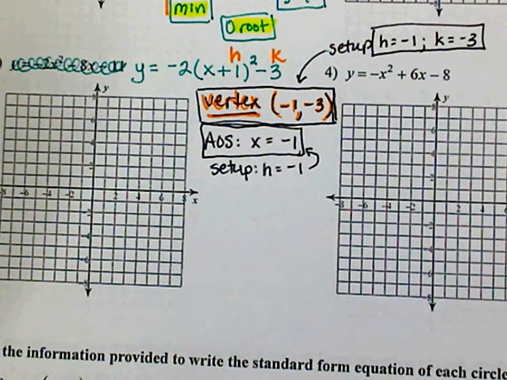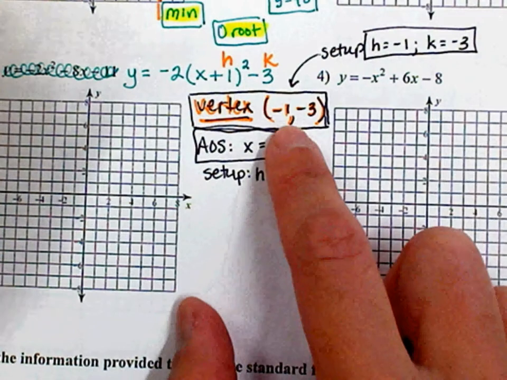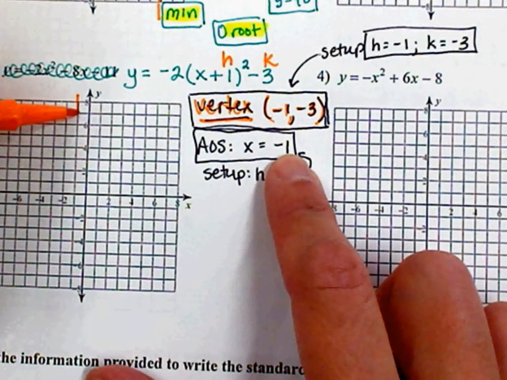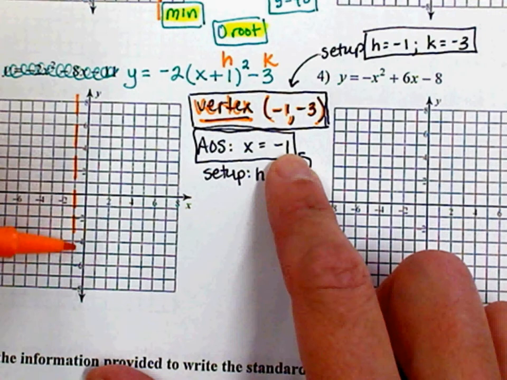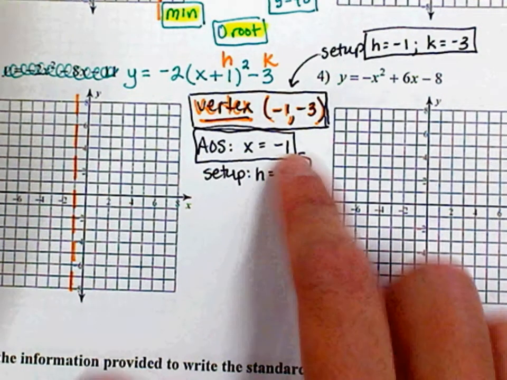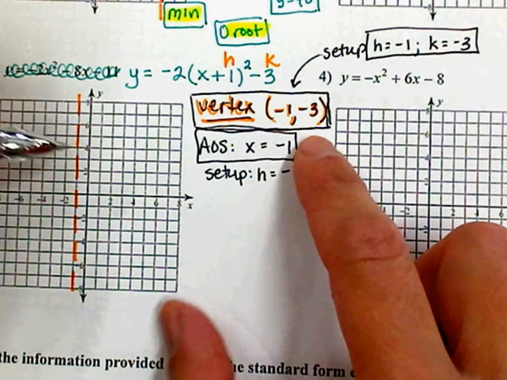All right, let's go ahead and graph before we do everything else. Axis of symmetry, -1. Okay? Your vertex is at -1, -3. Right there.